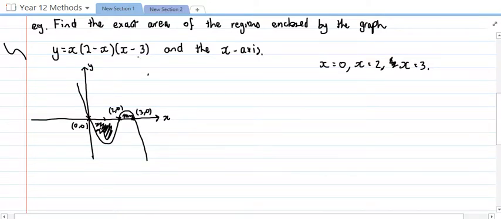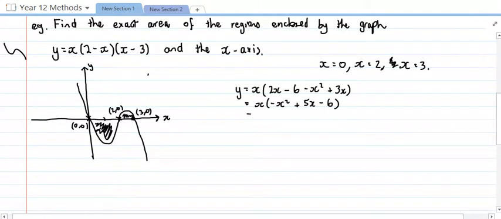To make this a little bit nicer, I'm also going to expand that equation out. So I'm going to write in the form y equals, now if I expand that, I'm going to get 2 times x, which is 2x. I'm going to get 2 times negative 3, which is negative 6. I'm going to get negative x times x, which is negative x squared. I'm going to get negative x times negative 3, which is plus 3x. That's x out the front of negative x squared. Now I've got 2x plus 3x, which is 5x, and then minus 6. And multiplying by x, that gives negative x cubed plus 5x squared minus 6x. Now that's a bit easier for us to anti-differentiate.